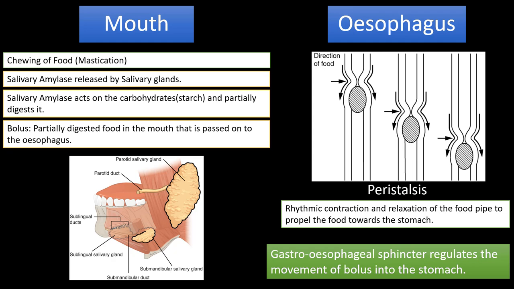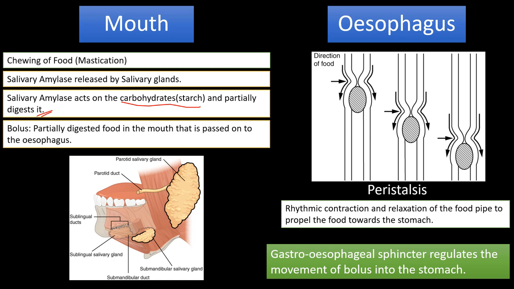Amylase is an enzyme whose substrate is starch, or carbohydrates. The salivary amylase acts on the carbohydrates or starch and starts to digest it. It basically breaks it down and partially digests it. Carbohydrates are known as polysaccharides, and at the end they give rise to monosaccharides. So here they break down large polysaccharides into smaller fragments, called disaccharides. Two sugar units make a disaccharide, a single sugar unit is called a monosaccharide, and more than that is called a polysaccharide.